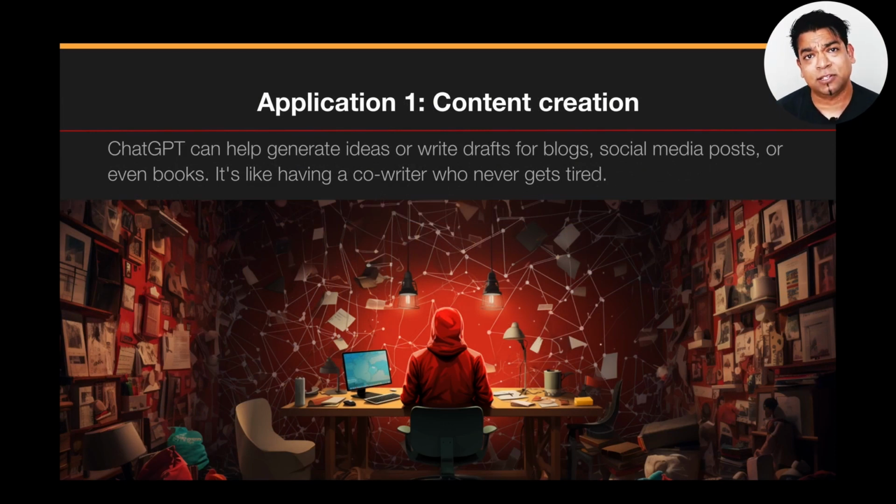Now let's talk about applications, because all that is useless if you don't know where to apply it. And the first application that most of us think about is content creation. ChatGPT can help generate ideas or write drafts for blogs, social media posts, or even books. It's like having a co-writer who never gets tired. And my whole team is upskilled on using AI, not only ChatGPT, we use different types of AI from Notion AI, Descript, different tools in artificial intelligence, and they're upskilled to use it for content creation.